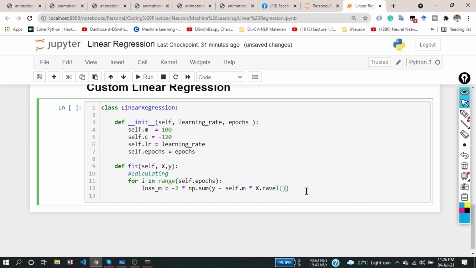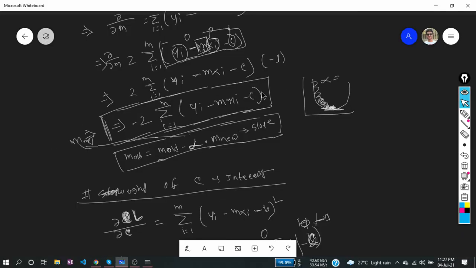I don't remember right now, but I think I'll get it. Okay, so ravel, so minus self dot c. Self dot c, right? Self dot c, because we have defined the c here. Okay, so yeah, this is the equation we have written. This is the whole equation.